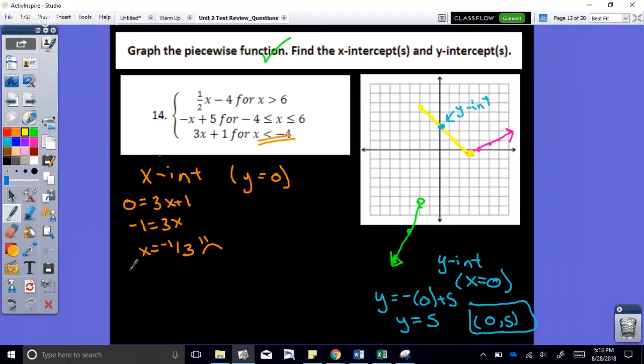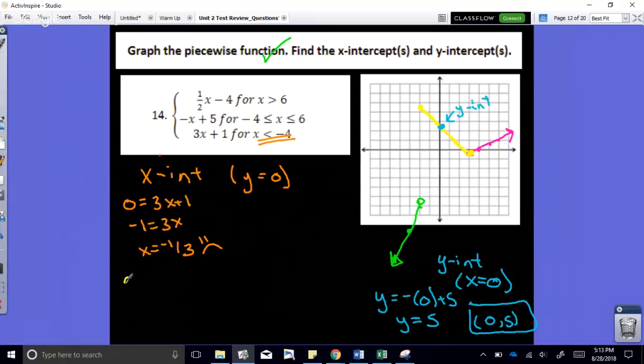So we then repeat the middle one, 0 equals -x plus 5. If I subtract 5, then -5 equals -x, so x is equal to 5. 5 is between -4 and 6, so I get an x-intercept of (5, 0).